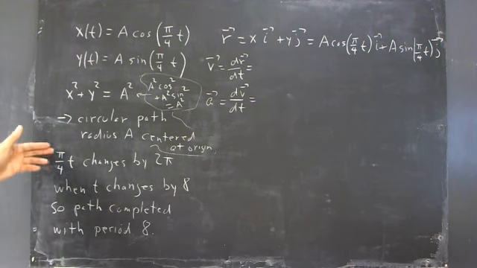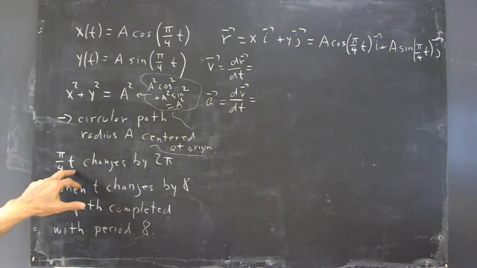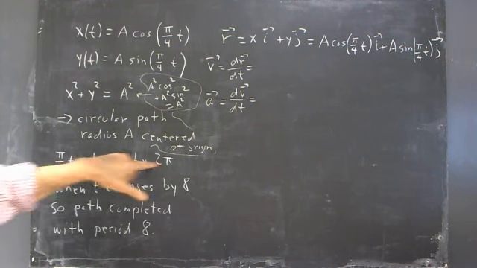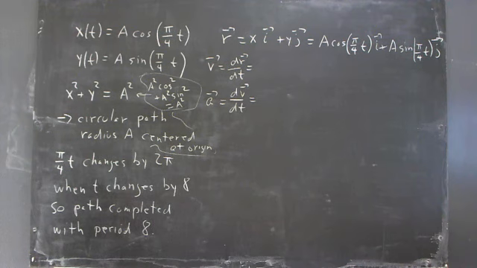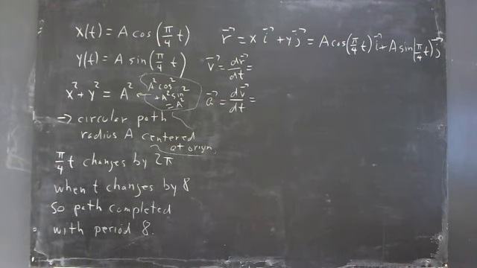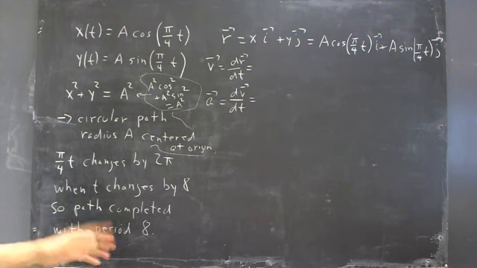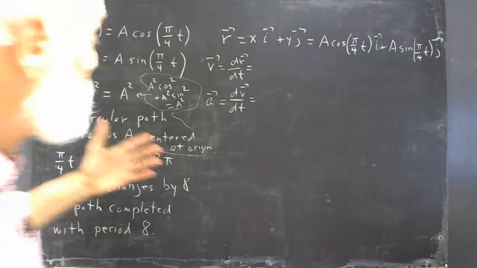You could just let pi over 4 times the delta t equal 2 pi and solve for the delta t. You would get 4 over pi times 2 pi, which is going to be 8. And that's the delta t that's required to move you completely around the circle back to your original point. So the circular path is completed with a period of 8. Getting close to dinner.